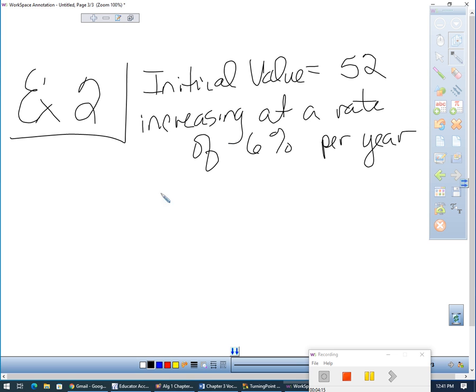All right, so we have y equals the initial amount is 52. That's where our A is. Inside our parenthesis is 1 plus, and it's plus because it's increasing. 6% as a decimal is 0.06. And our exponent, how many times does it happen per year? Once. So I'm just going to put 1t or just t.